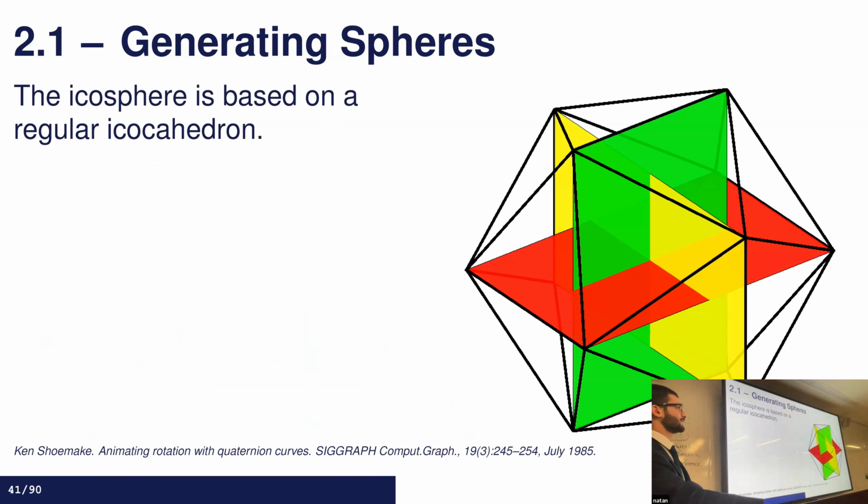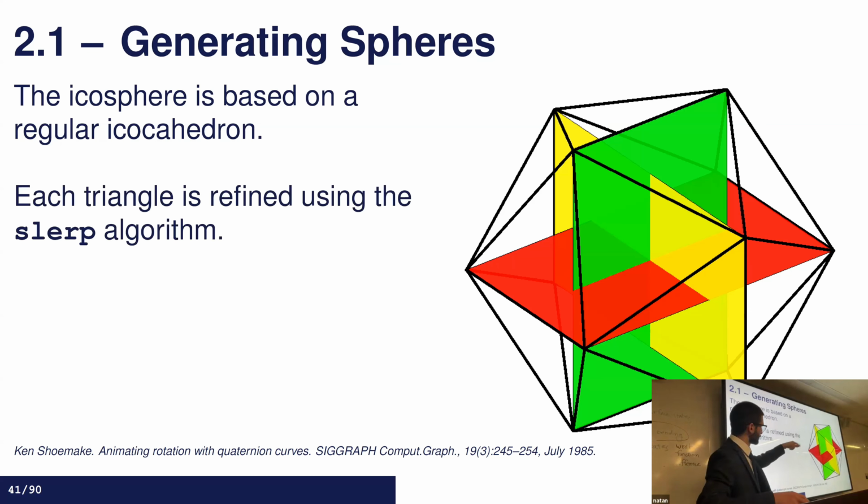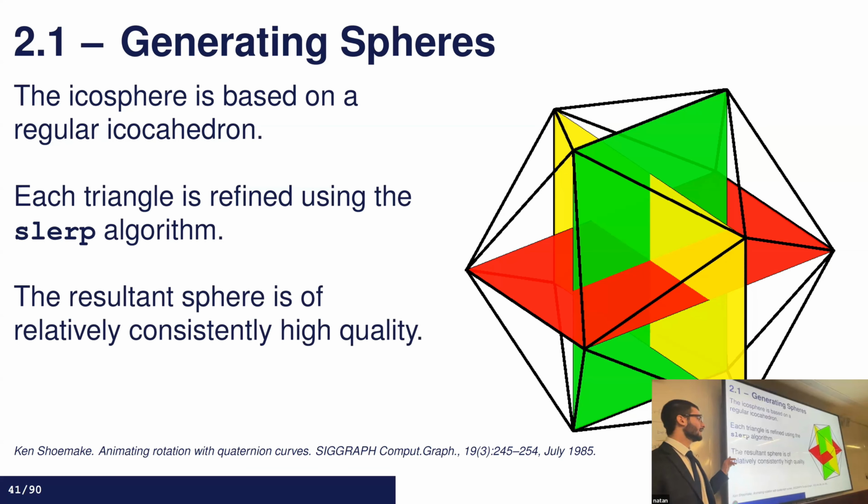And then the last one is a sphere. So this uses the icosphere algorithm. It's based on the icosahedron, where each of those planes in the center has an aspect ratio of the golden ratio. It's wonderful. So the idea is that each of these little triangles gets refined using SLERP. If you're interested, I can talk about that later. Spherical linear interpolation is a wonderful algorithm that will refine these elements onto the surface of a sphere. And then we get a pretty consistently high quality mesh at the end.